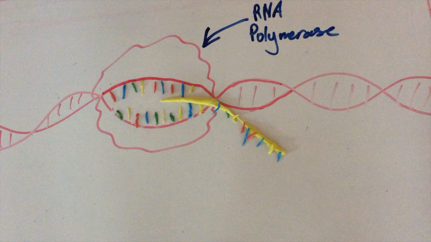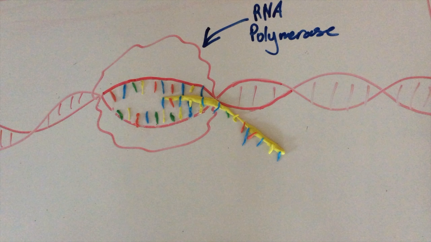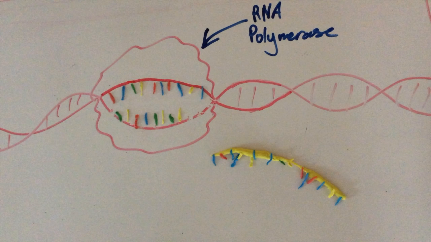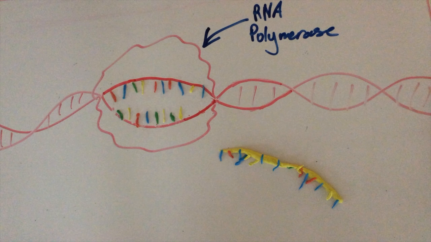During elongation, the RNA polymerase slides along the template DNA strand to code them. As complementary bases pair up, RNA polymerase links nucleotides into the RNA molecule.